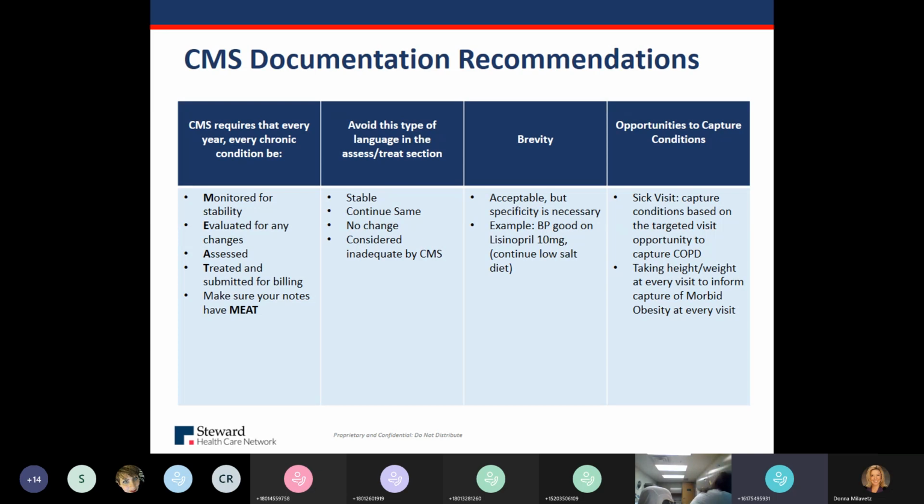Opportunities to capture conditions. I already went over sick visits, but also taking height and weight at every visit. I know with EMRs now, that's usually what happens. But morbid obesity is a condition that is not being captured enough across our network, and I'm sure across many networks. And usually the BMI will actually tell you whether this patient has morbid obesity. Next slide.